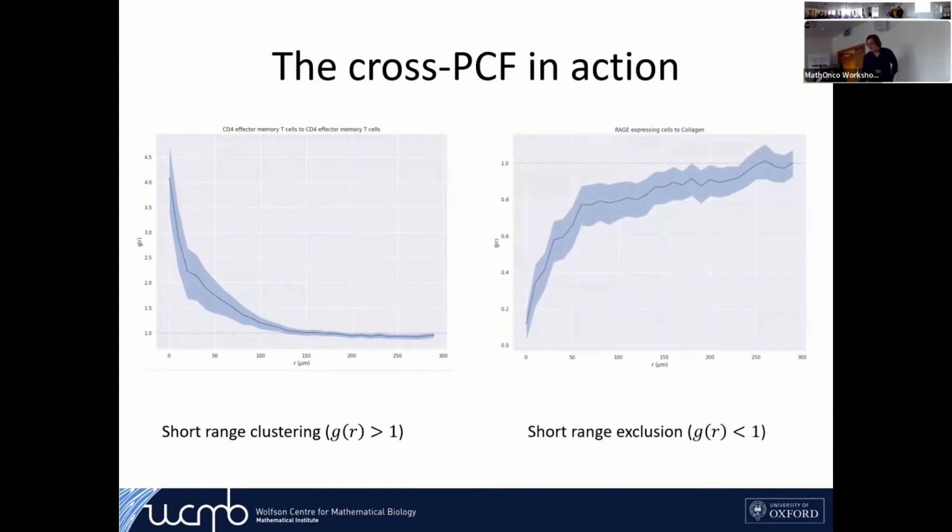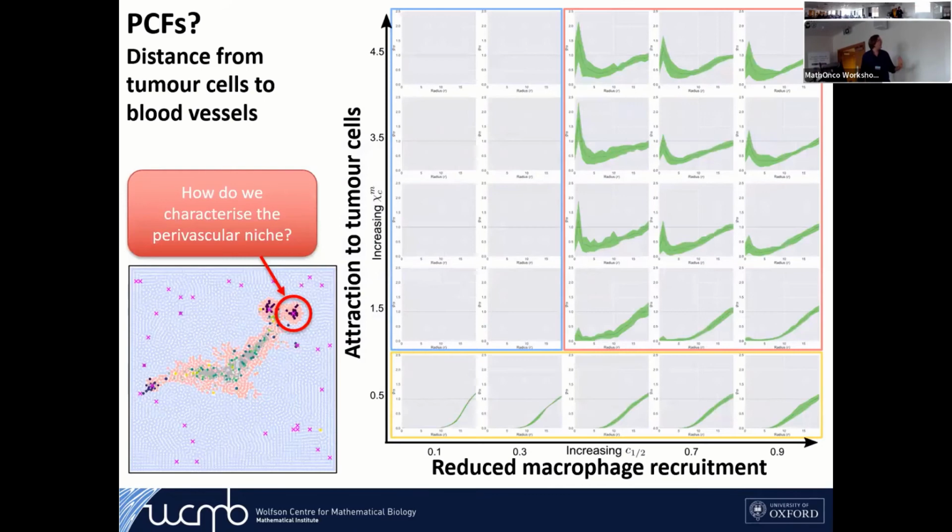So what this looks like, this is actually from some real data. You can really pull out whether my two cell types are clustering together at whatever length scale, in which case they're going to be above 1, or excluding one another, in which case they'll be below 1. So we can apply this to our synthetic data. The PCFs you're seeing here are from tumor cells to blood vessels. So these are just discrete cell types. And in the bottom row here, we're seeing 0 for quite a long range of length scales, and then it peaks up at a distance. That's really saying that in these bottom simulations, the tumor cells and the blood vessels are staying a long way apart.